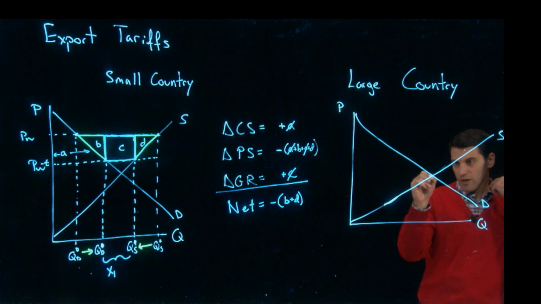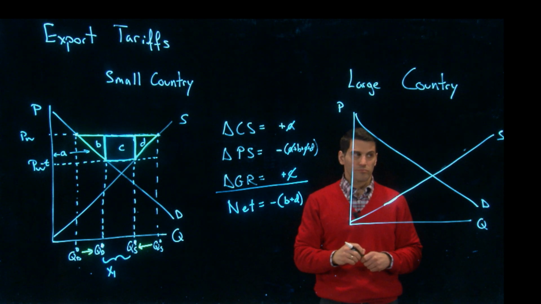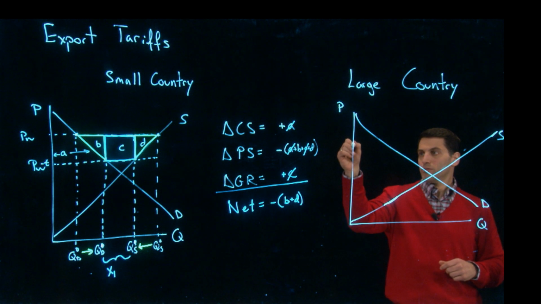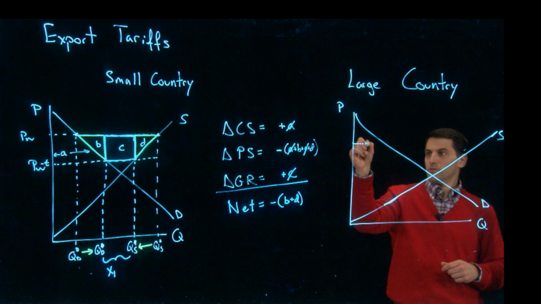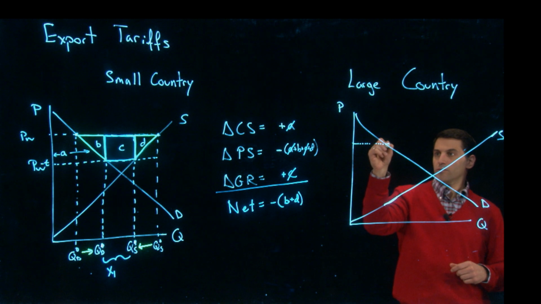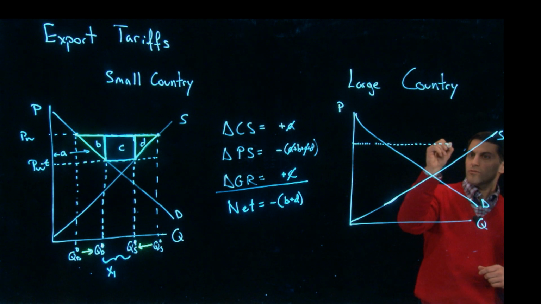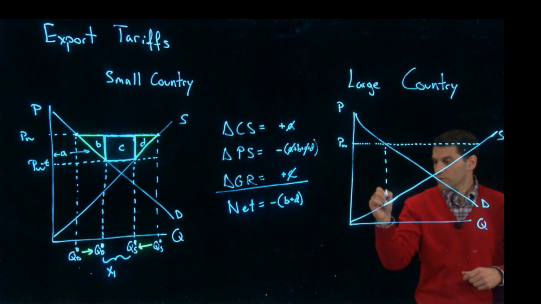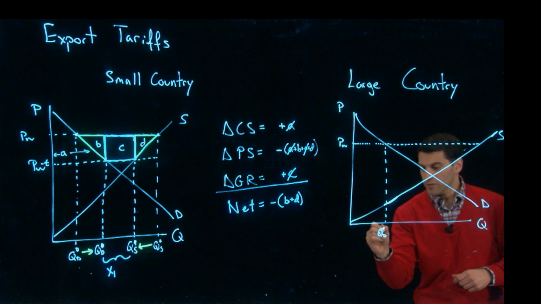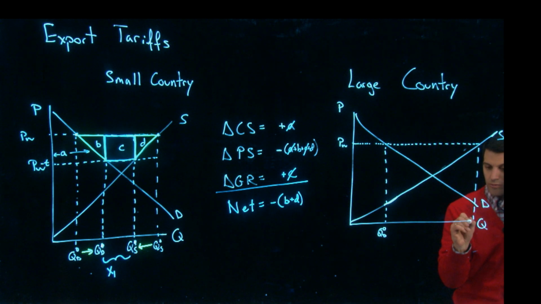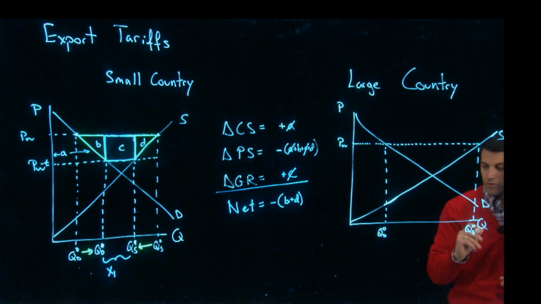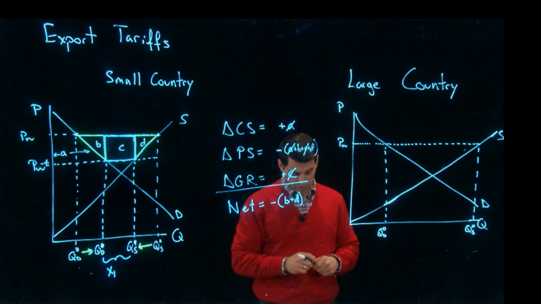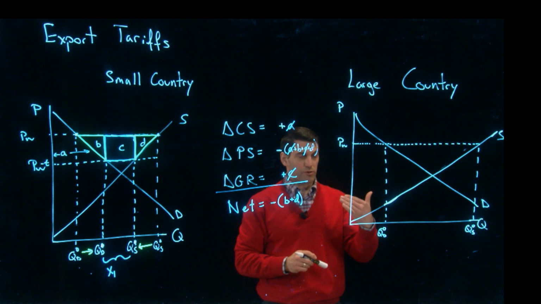Right? So here is our domestic supply and demand. I'm going to go ahead and have our initial world price here. So here's QD0, QS0. Now in this case, what's going to happen when we go to put the tariff in place?